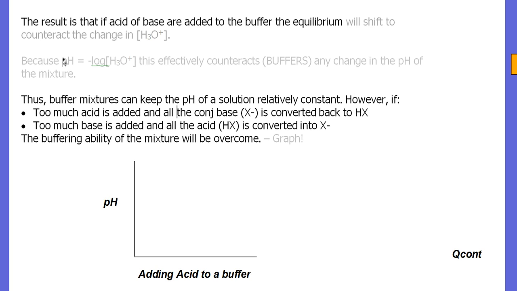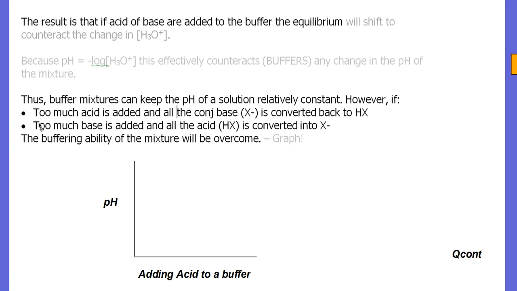That's particularly important when carbon dioxide from the atmosphere dissolves in water, because we know carbon dioxide is an acidic non-metal oxide, and therefore if you leave a solution out for long enough, eventually it's going to become slightly acidic as it encounters the air. But if we've got a buffer solution controlling our pH, that buffer solution will buffer the changes in pH. But that's beside the point. Let's get back to this. Thus, buffer mixtures can keep the pH of a solution relatively constant.